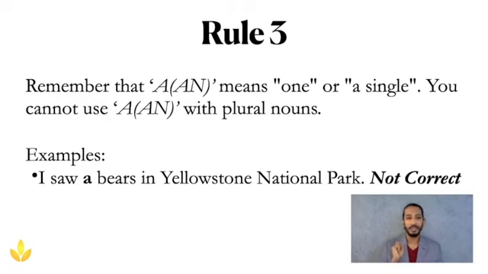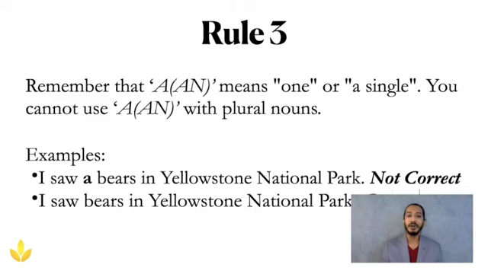Now hold on a moment. Here, I saw a bears in the Yellow National Park. Doesn't sound right, does it? Because a is singular but bears is plural. So always use this, not only in your questions when it comes to articles, but also wherever you see it out there when you're reading or writing. This can help you understand that a refers to singular and not plural. So the correct way of saying it would be, I saw bears in the Yellow National Park.